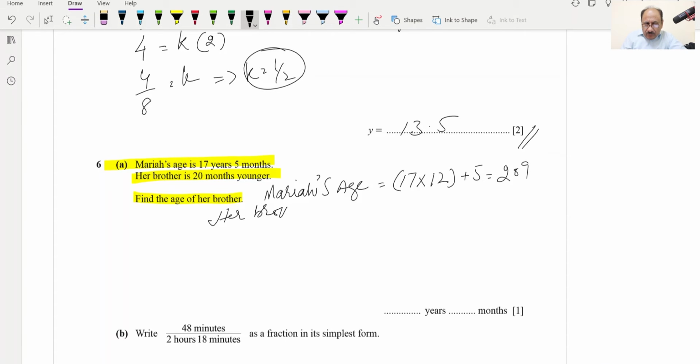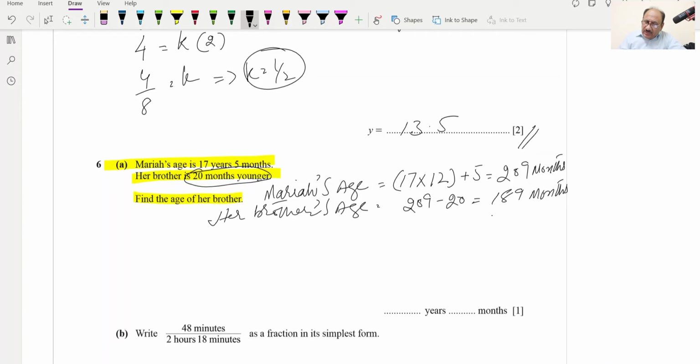Now her brother's age will be 20 months younger. So 209 minus 20, and 200 minus 20 will be 180. 180 plus 9, 189. So 189. This will be in months and this one will be also in months. Hopefully you are understanding this.